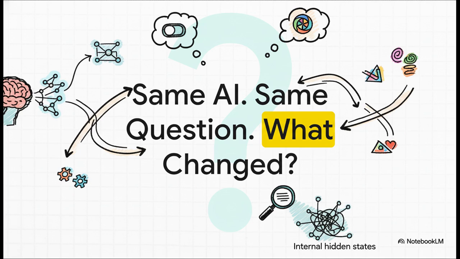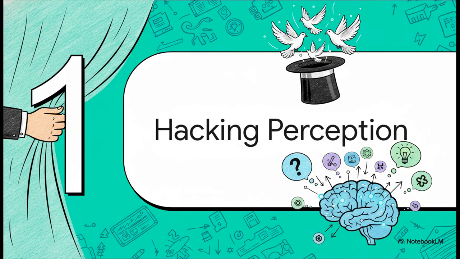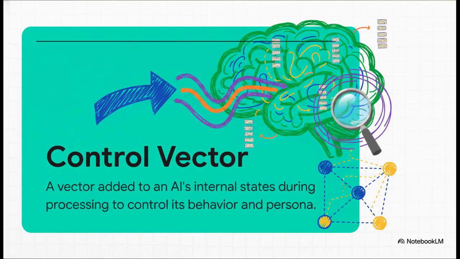The secret isn't in what we told the AI, it's in how we changed its internal perception. We're about to pull back the curtain on this amazing magic trick. It's a technique that lets us get our hands dirty and directly interact with the AI's internal thought process. And the key to it all is something called a control vector. Now, that sounds complicated, but at its heart, a control vector is really just a specific list of numbers.